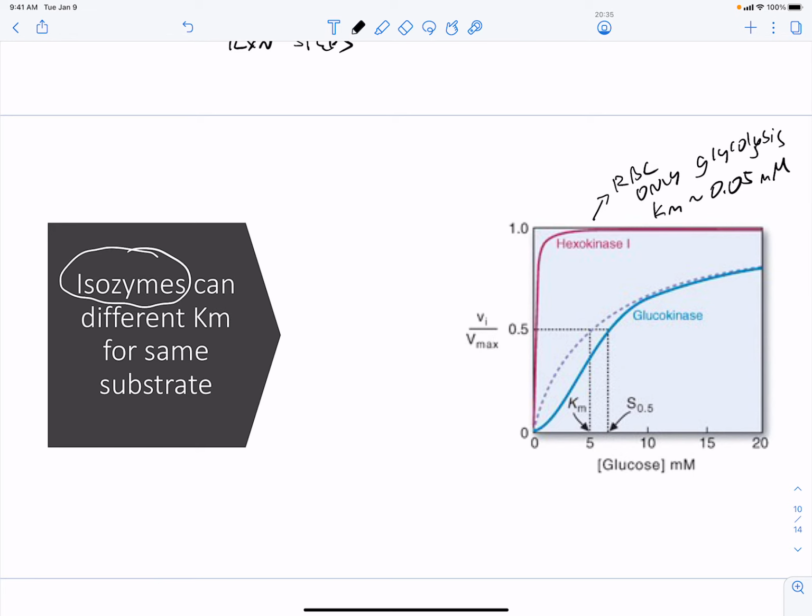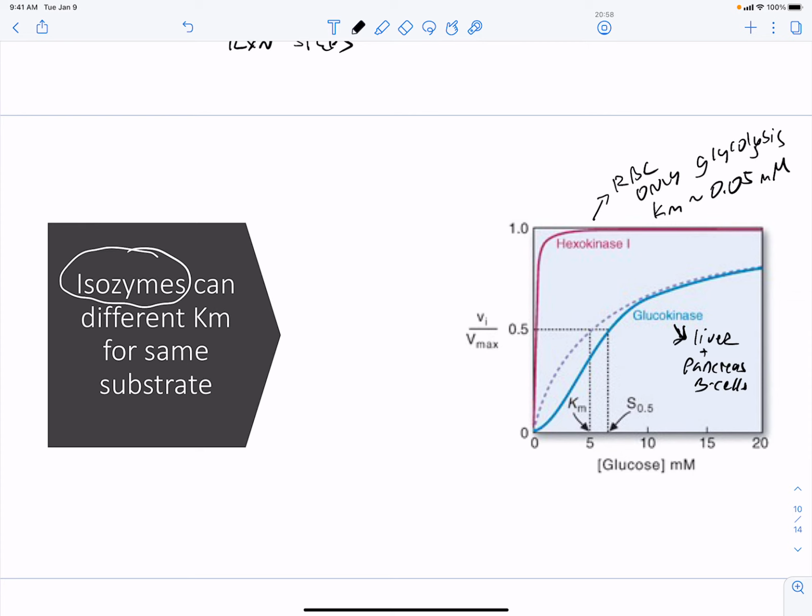And then when we look at glucokinase, glucokinase is an isozyme of hexokinase. And this is found in the liver and the pancreas, and especially those beta cells, which are going to be sensitive to high levels of glucose. And so the liver and the pancreas have very different function with glucose than the red blood cell.